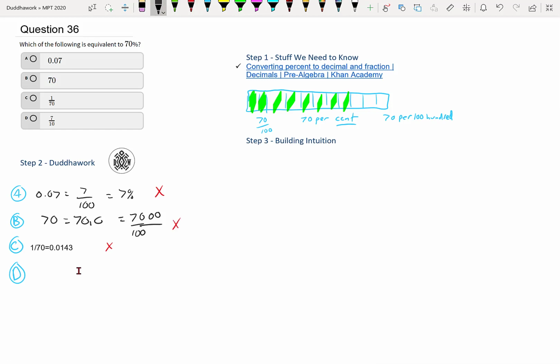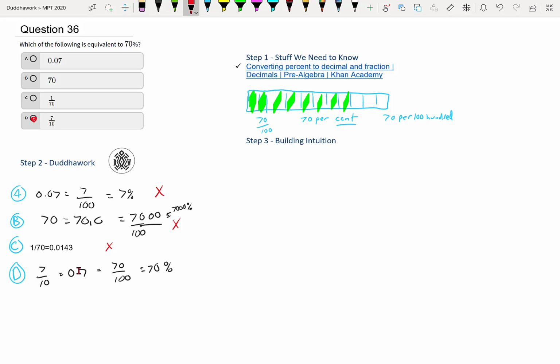This would be 7,000%. And for D, you have 7 over 10. And in the decimal, that's 0.7. So that makes a lot of sense. You can put it over 100 by doing times 10 times 10, and you get 70 over 100. And that is 70%. So this one works. And so we can conclude that it's D. You don't need to check all of them by hand like that. Just intuitively, this one should make sense here.